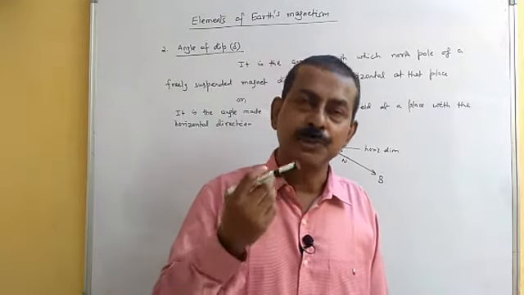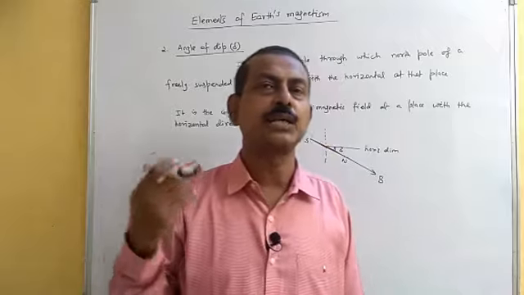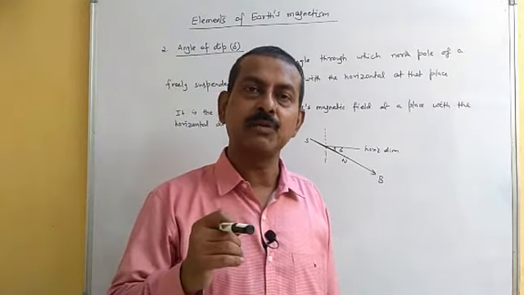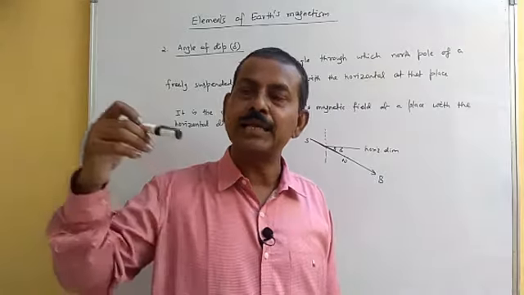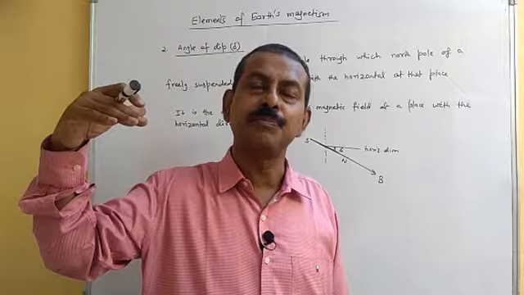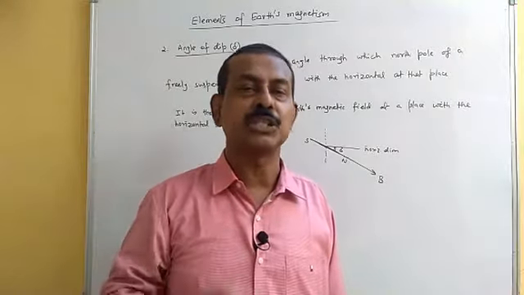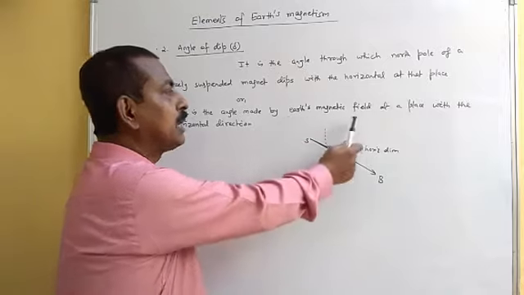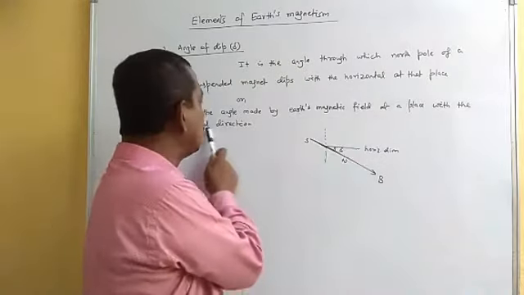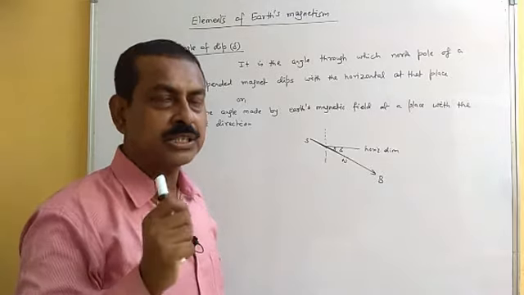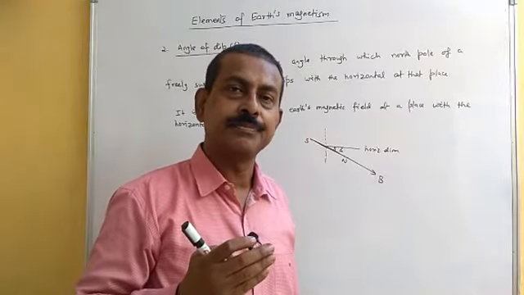And the freely suspended magnet will basically try to align itself in the direction of the net magnetic field at a particular place. So in that case, Earth's magnetic field will also have the same direction, which is indicated by the north and south poles of the freely suspended magnet. So that is why we also say that it is the angle made by the Earth's magnetic field at a place with the horizontal direction. So this is the thing what we get there.